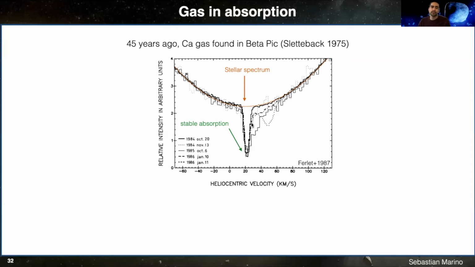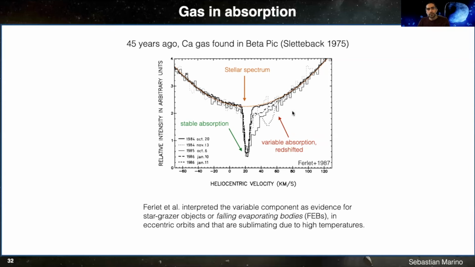So this means that this gas is orbiting the star without any radial component. And on top of this, we see other components that are redshifted and that vary with time. Okay, so this is a variable absorption component. Ferlet et al. at that time interpreted this variable component as evidence for star grazer objects or falling evaporating bodies, basically exocomets, which are on eccentric orbits and are sublimating due to the high temperatures that they reach when they get closer and closer to the star.